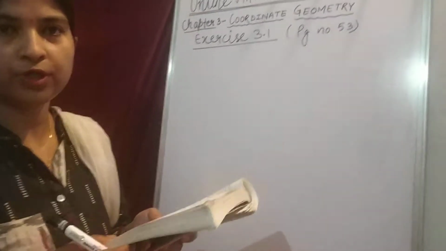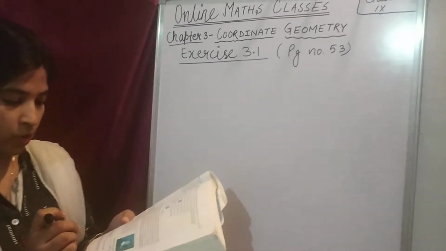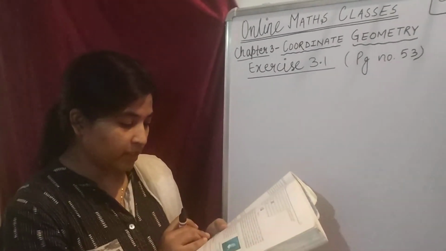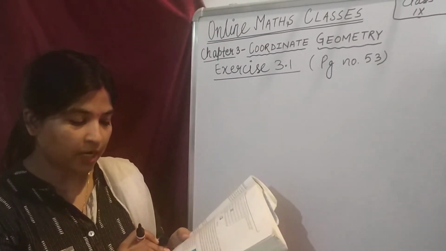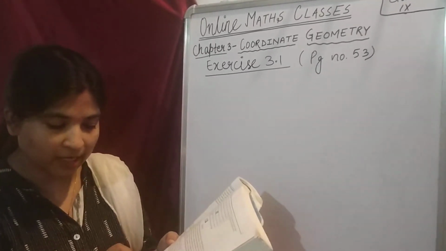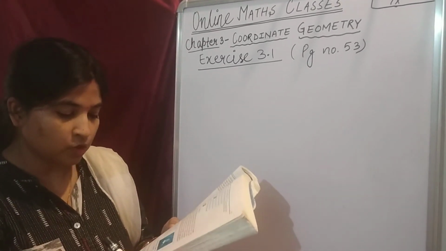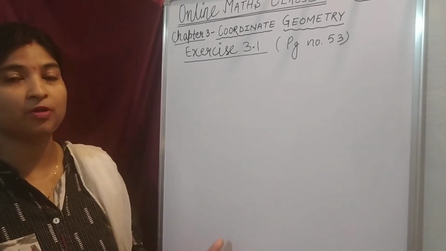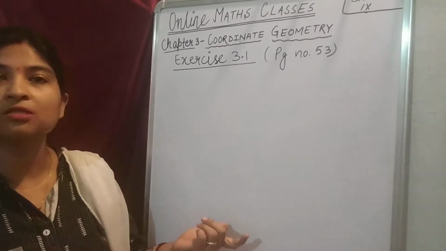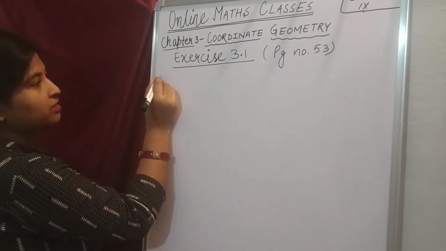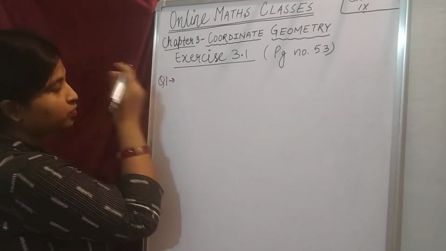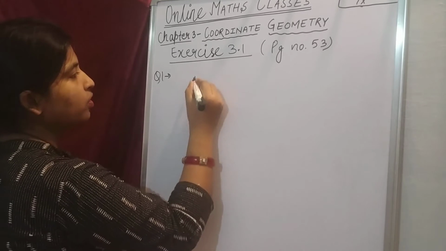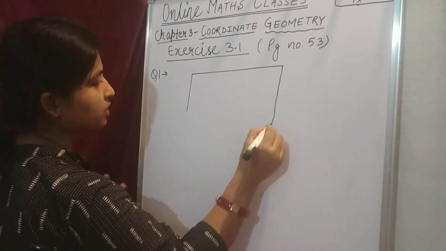What is our first question? You can see what is the first question. Exercise 3.1, first question: How will you describe the position of a table lamp on your study table to another person? I think it is the same question as I have described, the position of a book on the study table. So they are saying how you will represent the position of a study lamp on your study table.